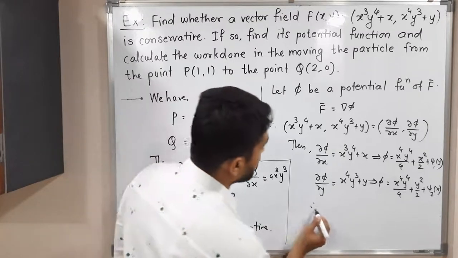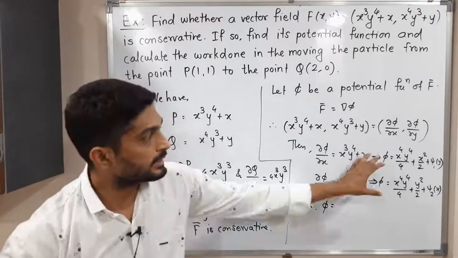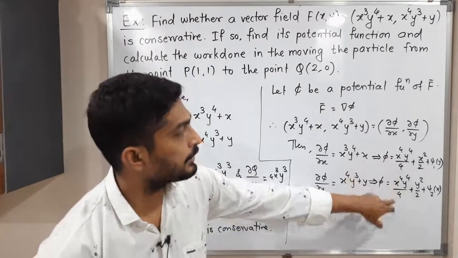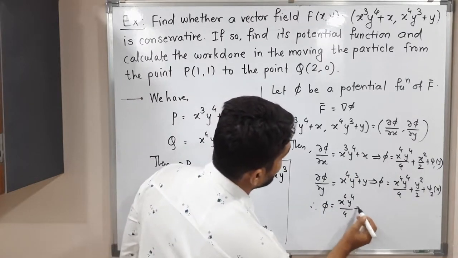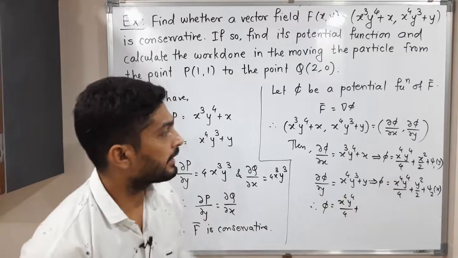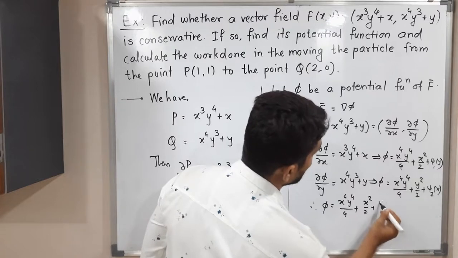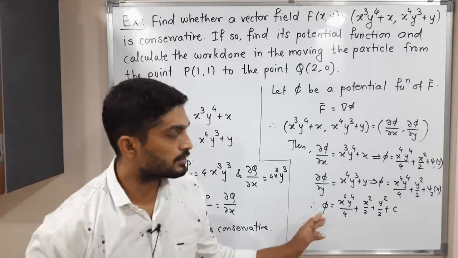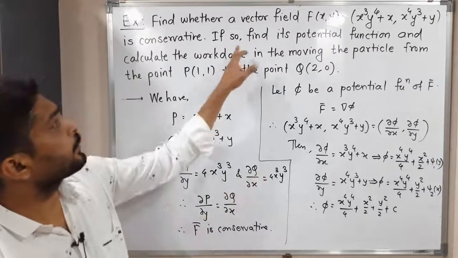So actually we have got two different values of phi. We will conclude using these two values. First of all, I will write the common part. What is common between these two functions? This first term is common. So let me write x raised to 4, y raised to 4 by 4 plus. After writing the common part, I will write the remaining part. Here x square by 2 is still remaining, and here y square by 2 is still remaining, plus c. C is the constant of integration. So this is the phi we have got. This is the required potential function. So the second part is over, find its potential function.